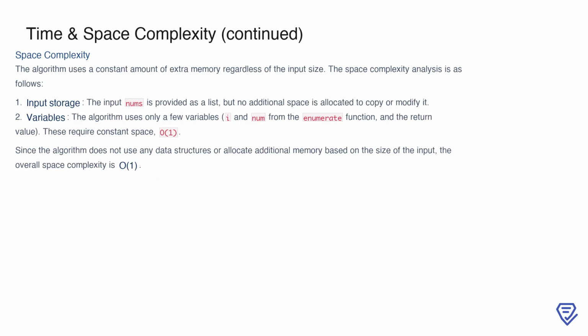Now let's discuss space complexity. This algorithm uses a constant amount of extra memory, regardless of the size of the input array. It does not create new data structures or allocate additional space based on the input size. The input array nums is used as it is, without being modified or copied, so no extra storage is required for input handling. The variables used in the algorithm, such as i and number from the enumerate function, as well as the return value, all require a fixed amount of memory. Because the memory usage remains constant and does not scale with the size of the array, the space complexity of the algorithm is O(1). This efficient use of memory makes the solution highly space-optimized.